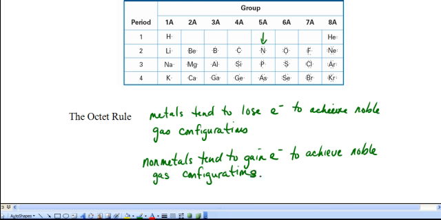What do we mean by noble gas configurations? If you notice, besides helium, all of the noble gases have 8 valence electrons. And so the octet rule, octet meaning 8, simply means that atoms will either lose or gain electrons so that they have 8 electrons in their outermost energy level, or their highest occupied energy level. Okay?